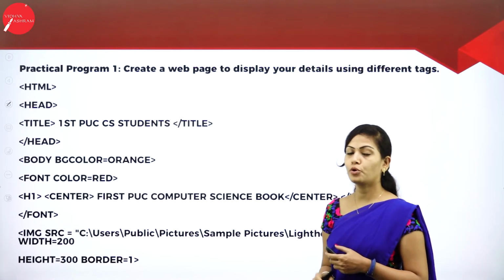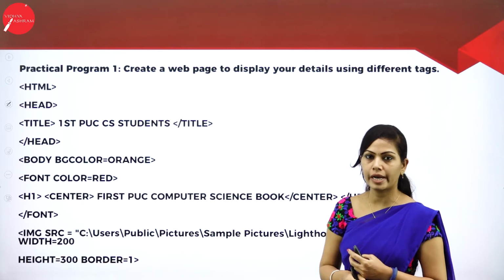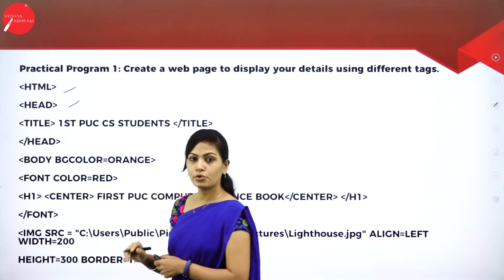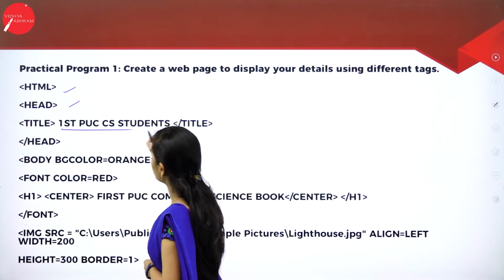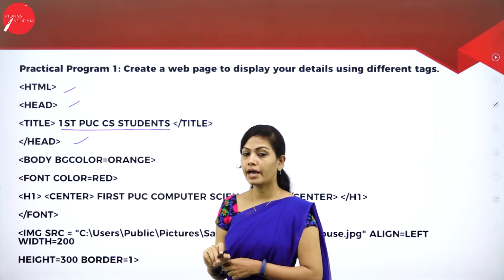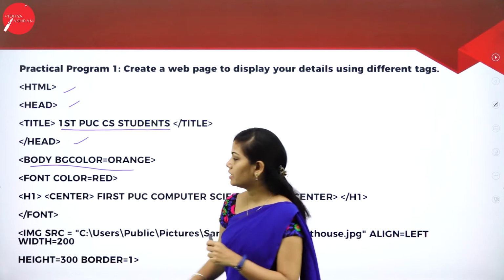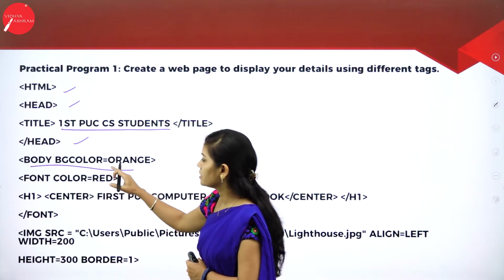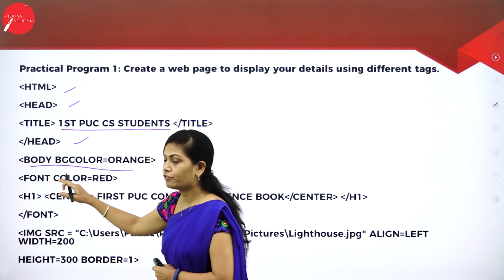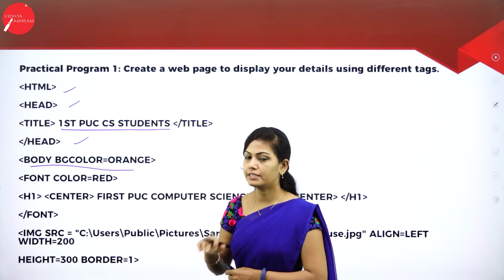Here you have one small program. If you want to practice HTML programs, you can use these programs for practicing. So here I have opened the HTML tag, head. Inside title I have written first PUC CS students, and closed the title tag and this head tag, and also I have written the body bgcolor. To change the screen color, you can use this body bgcolor is equal to whichever color you want, you can give the color name, and font color. If you want to change the font color, open the font tag and color is equal to, you can give any other colors.